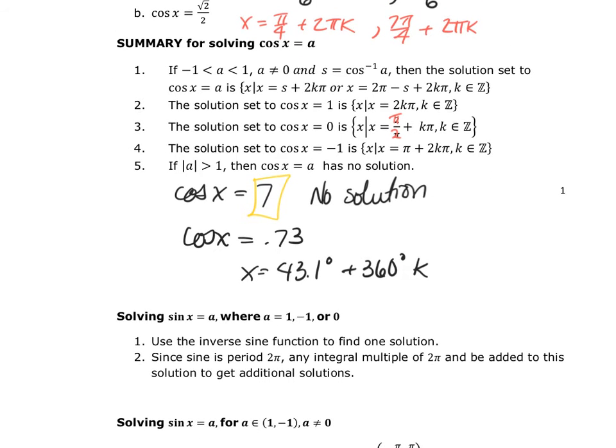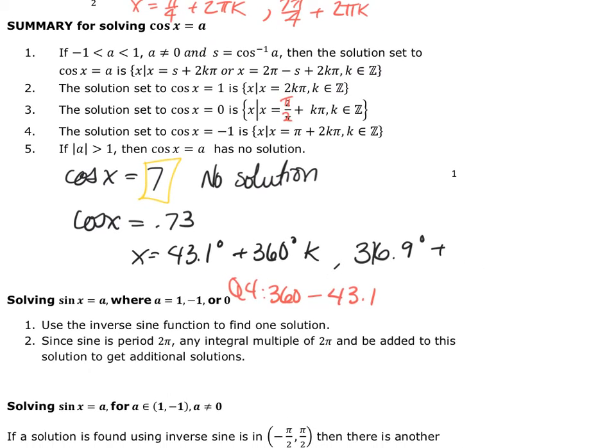Absolutely. So to find the second one, I'm going to take 360 degrees and subtract off 43.1. The reason I'm doing this is because I need to be in quadrant 4. So 360 minus 43.1 is what? 316.89? 316, okay. And then what do I add to that? Plus 360k.